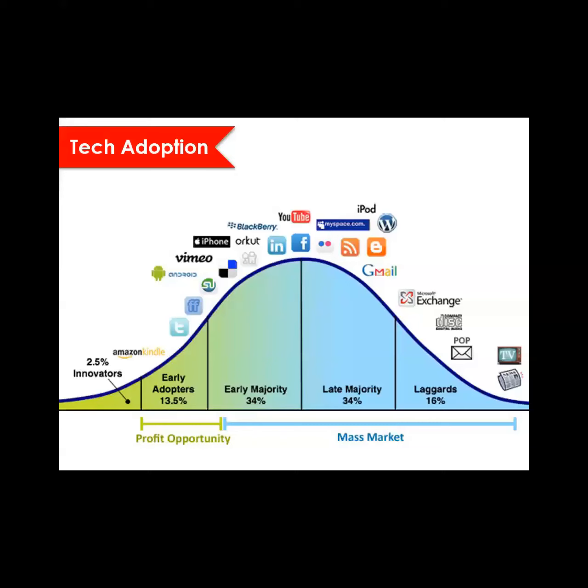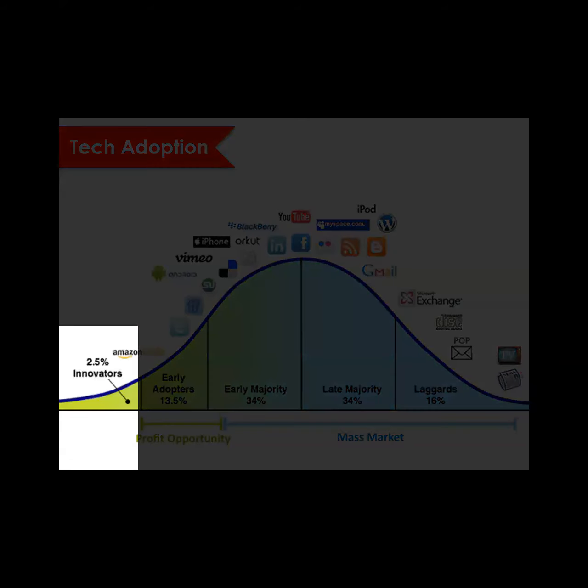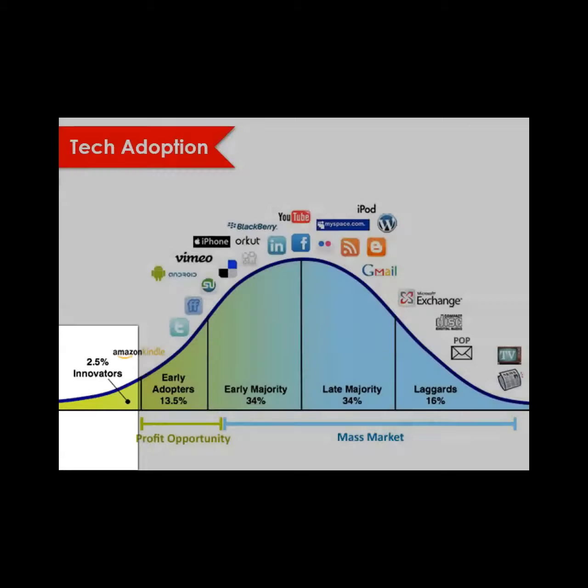Tech adoption is often represented by a normal distribution curve like you see on the screen here. There are some of us in the class who are early innovators. If we see the new iPhone come out, we'll want it just because it's new.